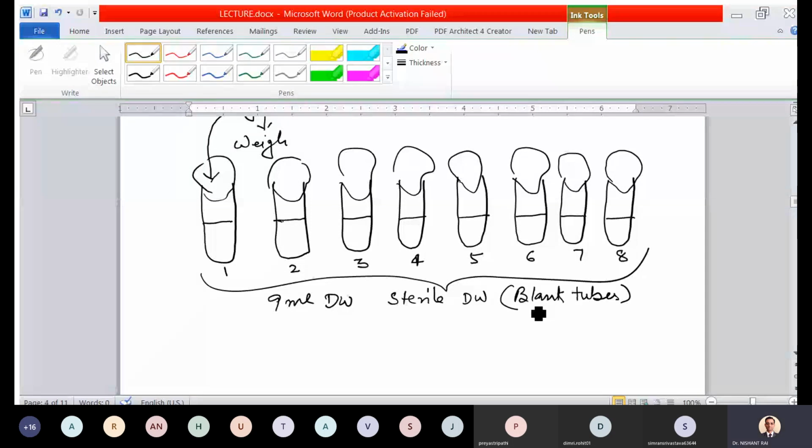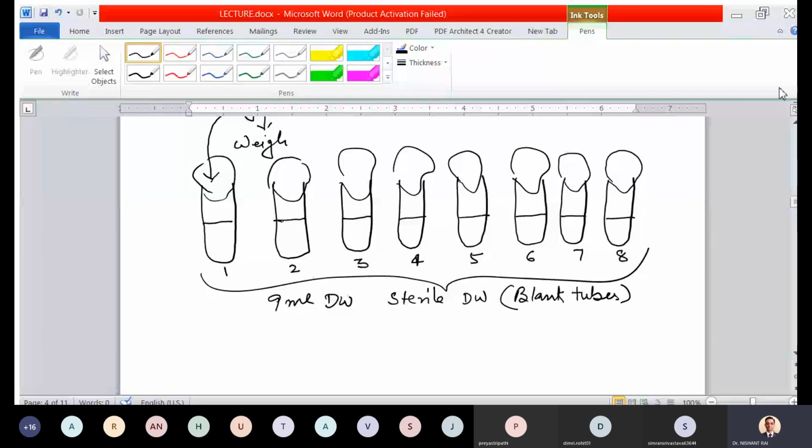Likewise, we use special type of plates. We call it as a micro-titer plates or 96 well plates. So you can use anything for dilution. If it is containing any solvent, then it is called as blank tubes. So here you have blank wells. So it is blank tubes means containing 9 ml of distilled water.